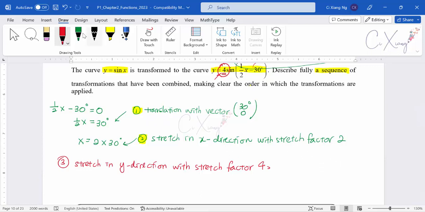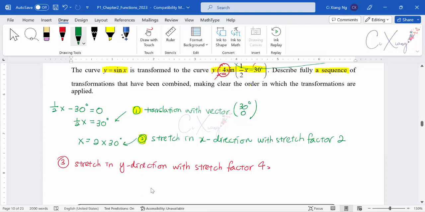And since the order is important for these two transformations in the x direction, the one must always be in front of the two. Now, if we look at the transformation between the x and the y, we have only one transformation for the y direction. It means that no matter what order you put the y transformation in, it is just okay. The order is not important between the y and x. But for the x one, one must be before the two, or two must be after the one.